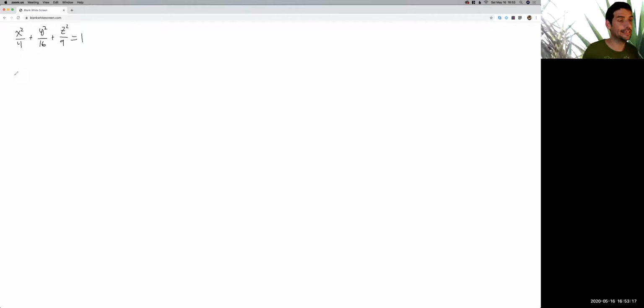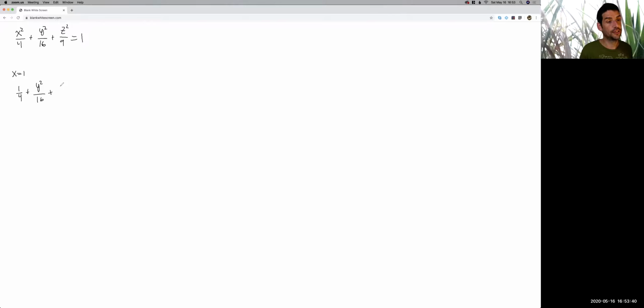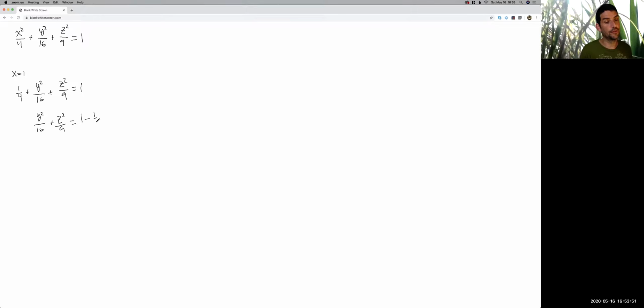Let's imagine taking the slice at x equals 1. So this is a plane, right? There's a plane, x equals 1, just that sheet where every x coordinate is 1 and y and z can be anything else. But let's see what it does to this equation. If I put in 1 for x, I get 1/4 plus y squared over 16 plus z squared over 9 equals 1, or y squared over 16 plus z squared over 9 equals 1 minus 1/4. That's 3/4, but I want to leave it like this for now.